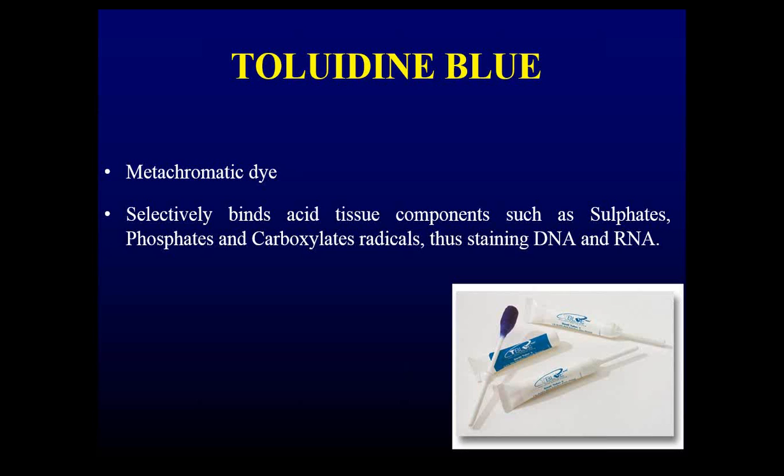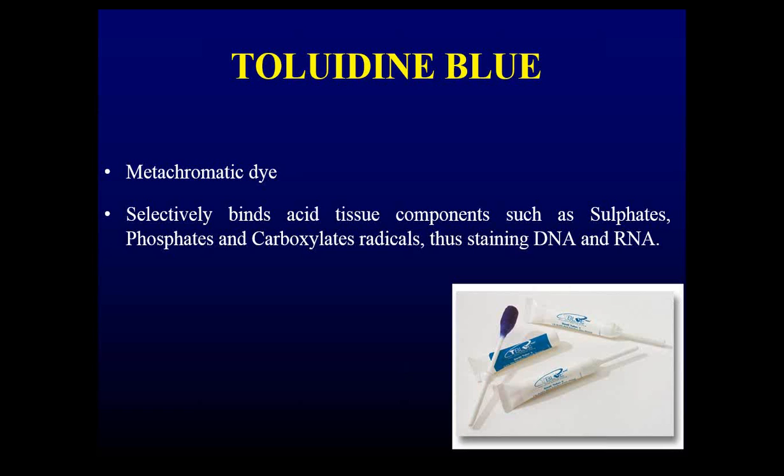It works on the principle that this dye, which is toluidine blue, tends to bind to the acidic tissue components such as sulfate, phosphate, and carboxylate radicals, and therefore stains the DNA and RNA. And we know for a fact that whenever there is a cancer process going on, there is rapid multiplication of the cells, and that tissue and those cells have higher content of DNA compared to the normal tissue.